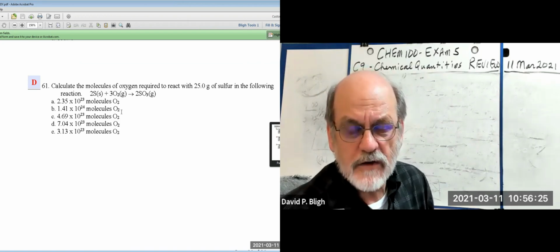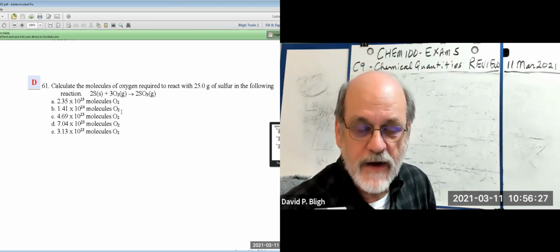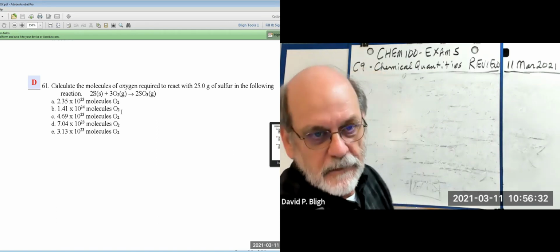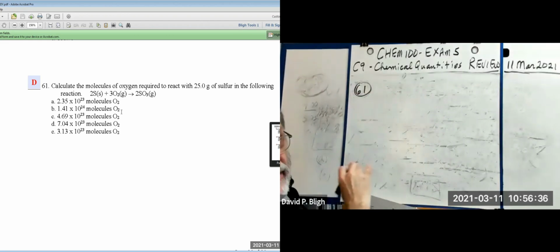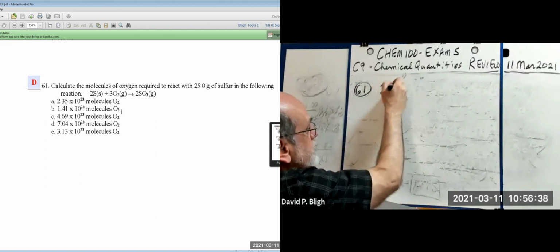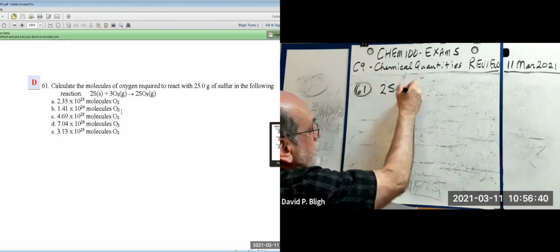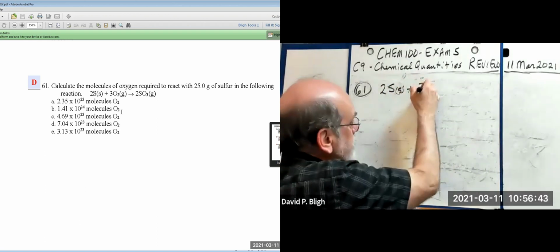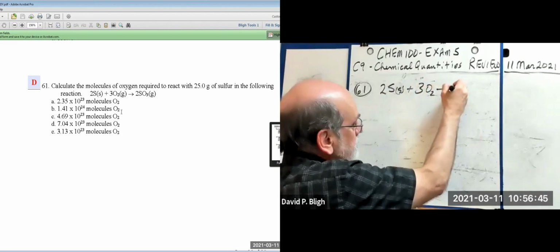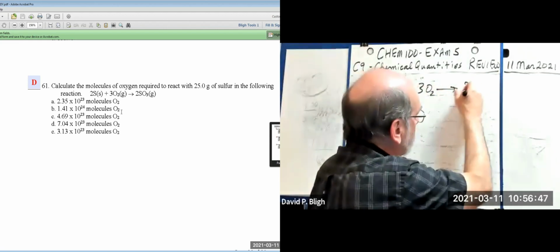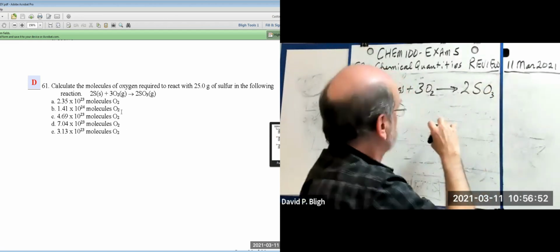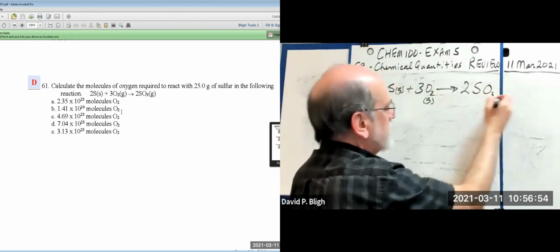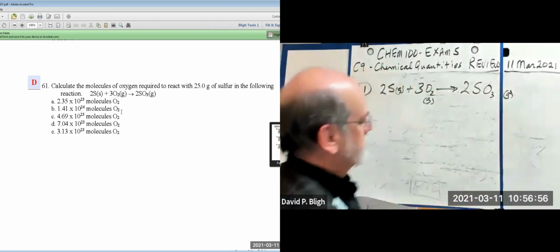Calculate the molecules of oxygen required to react with 25 grams of sulfur in the following reaction. Okay. So our balanced equation is 2 sulfur plus 3 oxygen yields 2 sulfur trioxide. Let's see, this is a gas, this is a gas. All right.